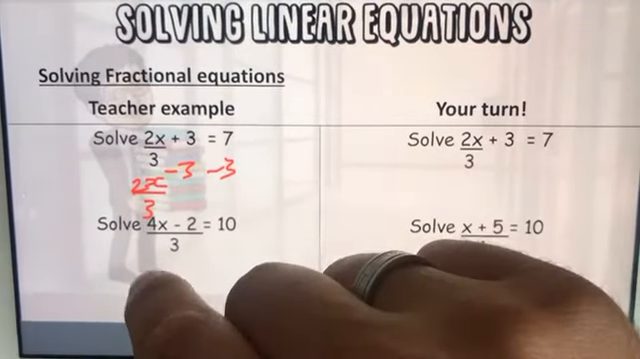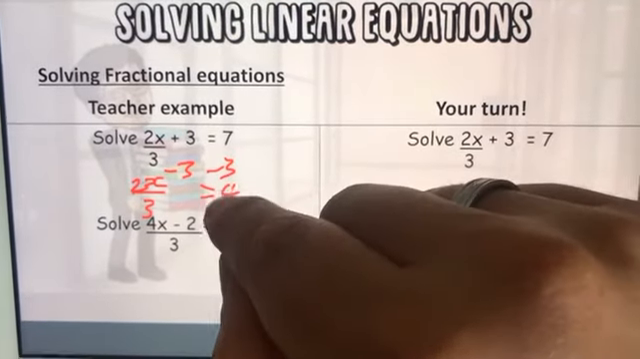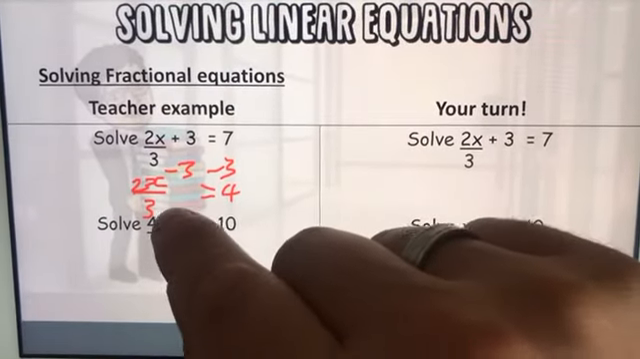Move straight down. Okay, plus 3 minus 3 makes nothing. 7 take away 3 is 4. Next, I'm going to times by 4. And I've got no space to write that, so if you could write that for me, that'd be cool.